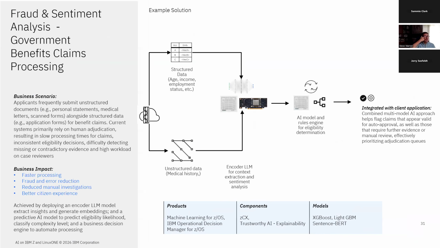Fraud and sentiment analysis, government benefit claims processing. This is an example again where it can look at both structured and unstructured data, medical history for example, being unstructured data, doctor's notes, etc., as well as structured data of the actual claim process, and together get an enhanced insight and be able to flag items that appear valid for auto approval, etc., right?